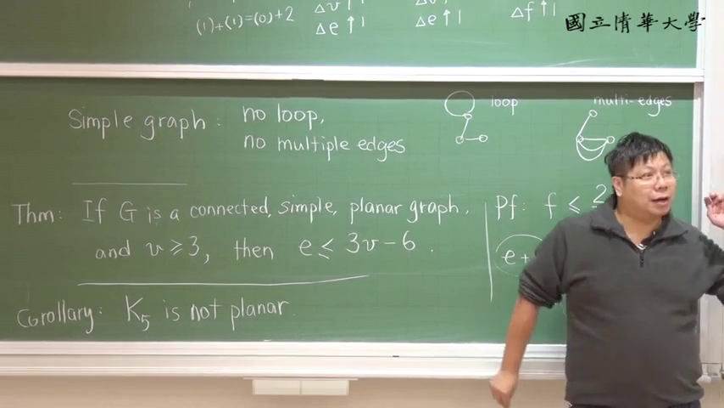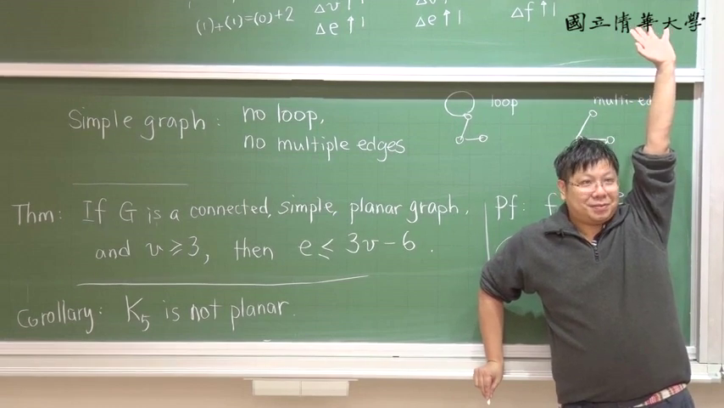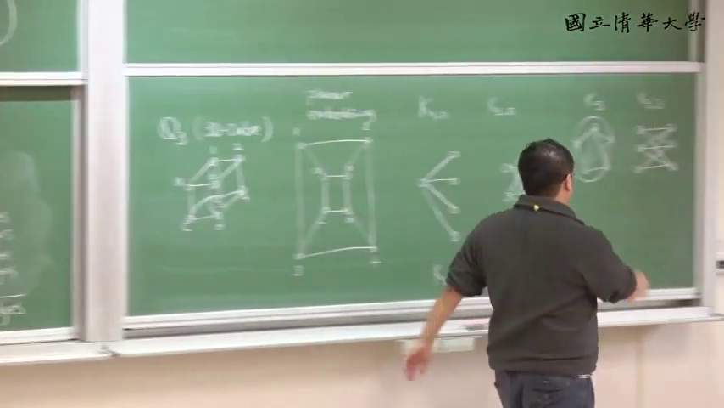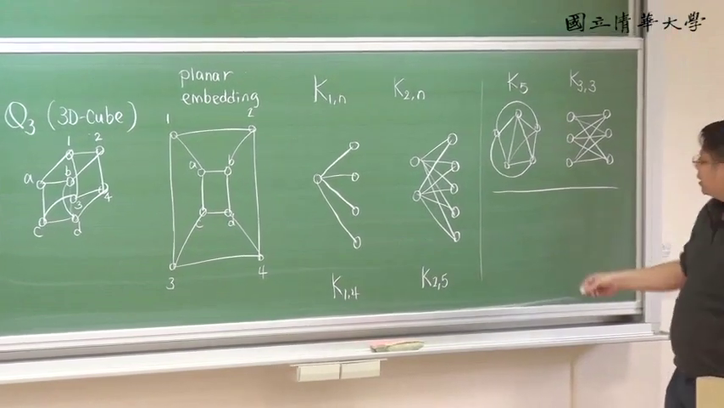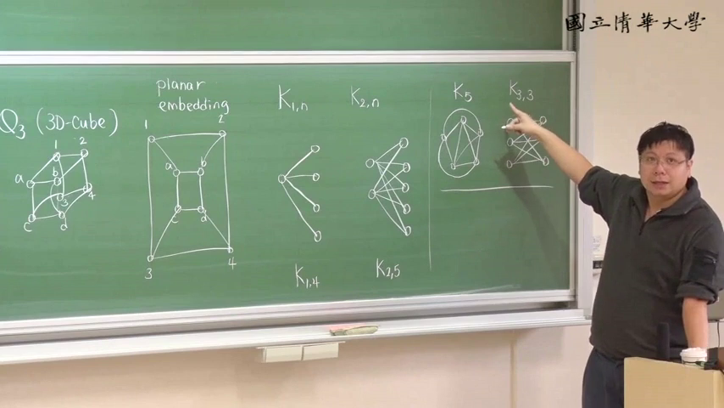If you are okay with what I'm explaining so far, could you please raise your hand? Good. How about K3,3? Can we still use this theorem to show that K3,3 is not planar? Well, let's try. Now, for K3,3, first of all, it is a simple graph.